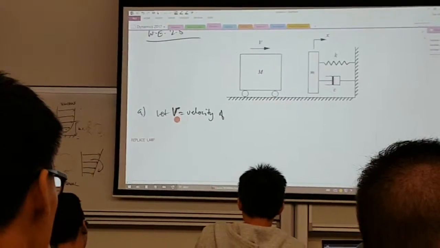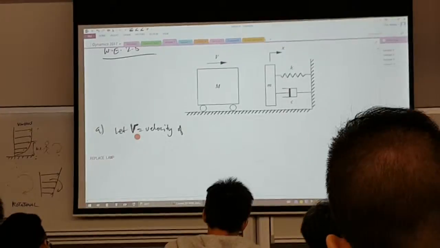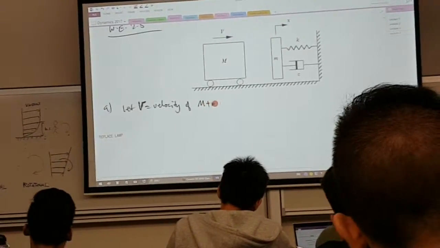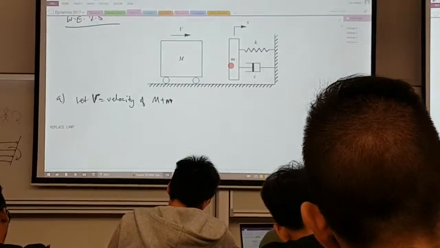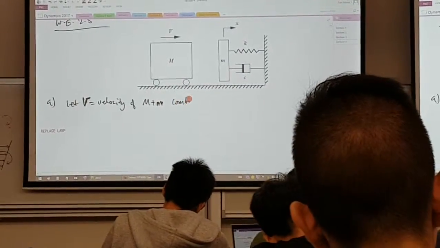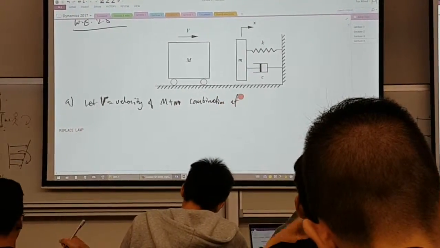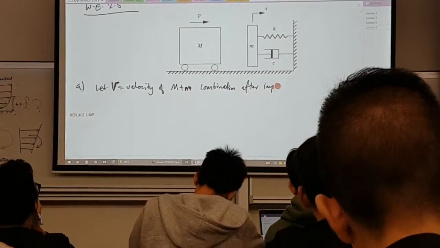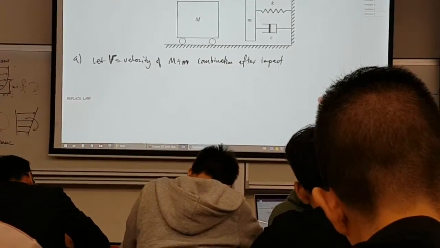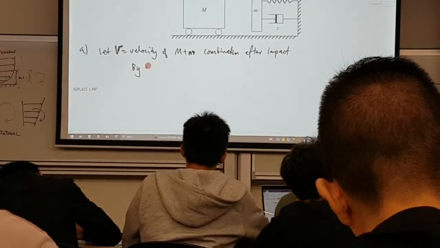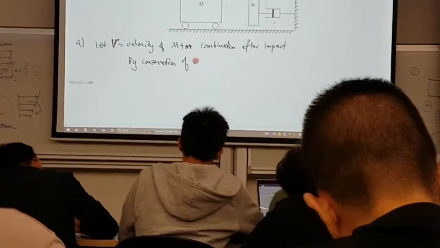So what we are going to do is to let this small letter v be the velocity of the combined mass after they hit each other. So this mass, capital M plus small letter m, is the combined mass after impact. So after impact, they stick together with each other. Right? That's the assumption.